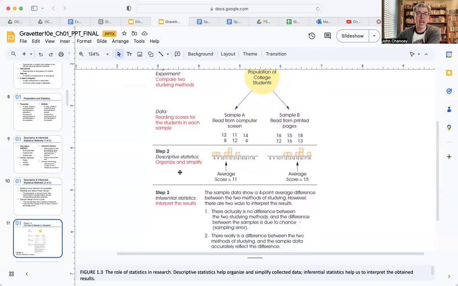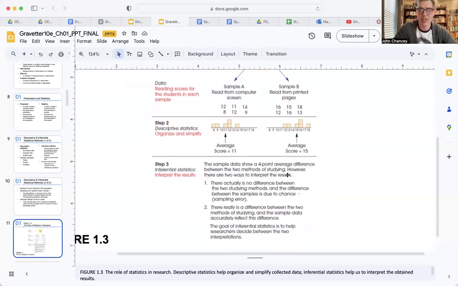We then collect the data. We're going to describe the data in terms of descriptive statistics. What's the average score? It's an 11 for sample A. It's a 15 for sample B. Sorry, let me adjust my cord a little bit here. For our inferential statistics, we can look at the sample data, which shows a 4 point average difference. That's our descriptive. Now we want to know inferentially, is that enough? Is that a significant difference? Is that a real meaningful difference?